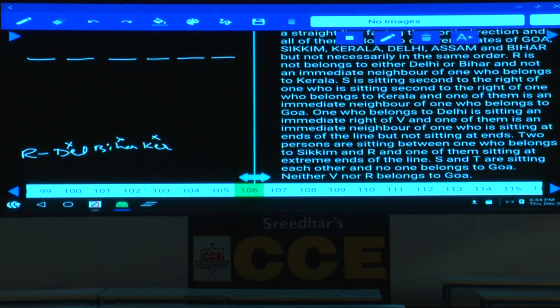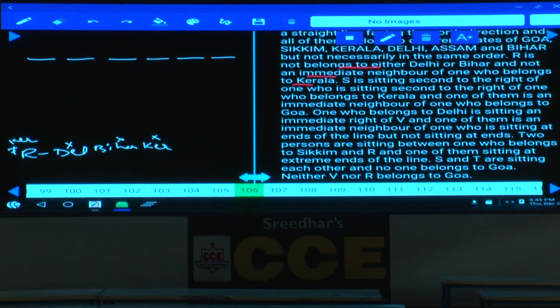And R does not belong to Calcutta, Kerala as well, isn't it? Hence, R is not adjacent to the person who belongs to Kerala. Now this R does not belong to these three states, Delhi, Bihar and Kerala. Next one, R does not belong to either Delhi or Bihar and is not an immediate neighbor of the person who belongs to Kerala.